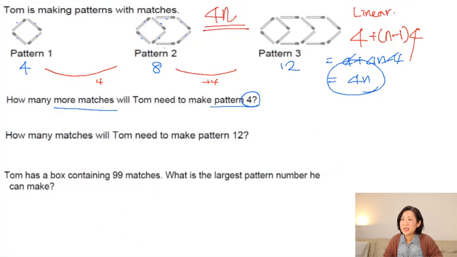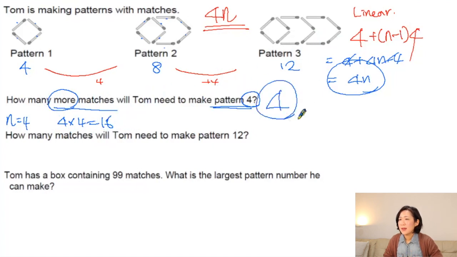The question is asking you to find how many more matchsticks Tom will need to make pattern 4. That means they are asking you to find the difference, right? Since you've got 12 matchsticks, we know the common difference is 4. So you can write down 4 more matchsticks. Now, next question: how many matches will Tom need to make pattern 12?